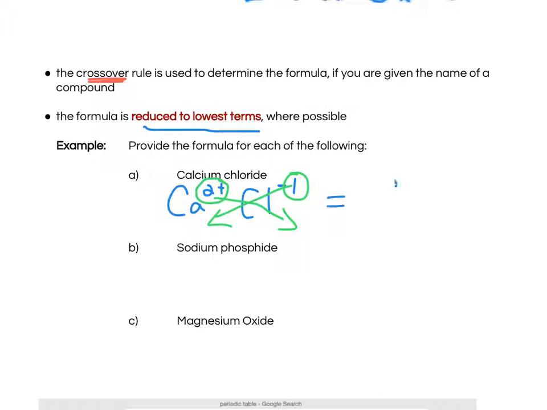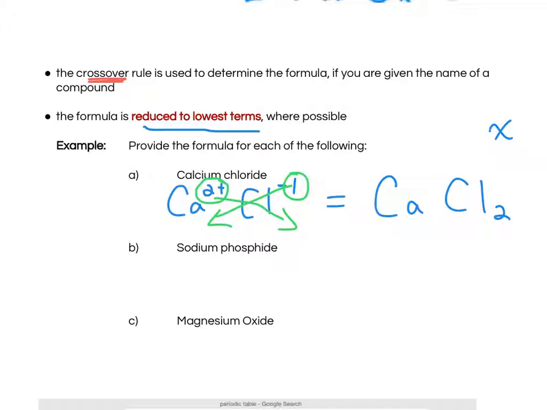That gives me Ca1Cl2. Now typically, if there's a 1 as a subscript, we don't include that. You normally won't see it, so we would just keep that out: CaCl2. It's sort of like in math, how if you have x, you know that it's 1x, but usually we don't write the 1 in.